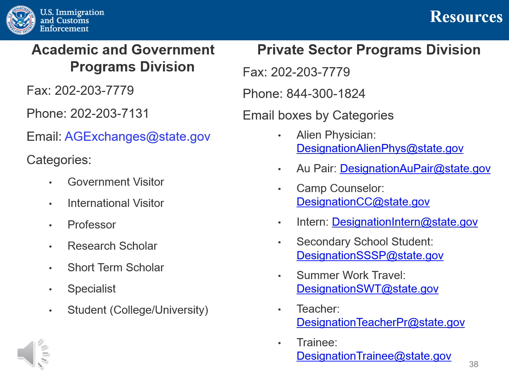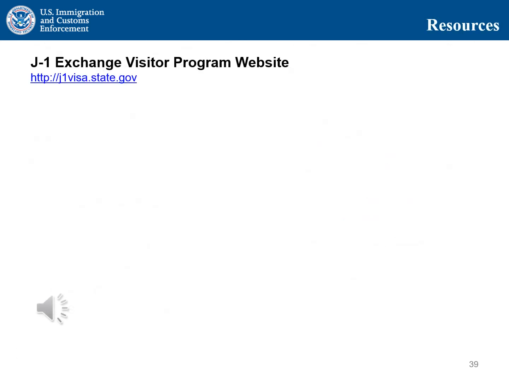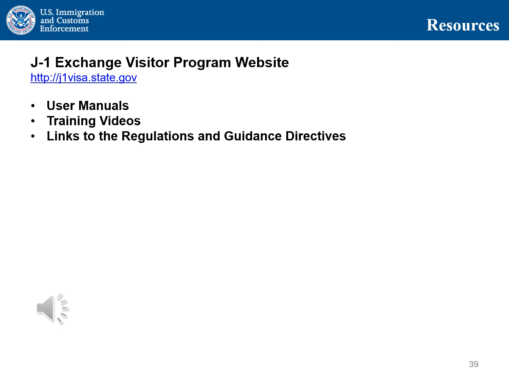A variety of resources are available to help you in the administration of your program. Displayed is the contact information for the Office of Private Sector Exchange Designation for both the private sector and the academic and government programs divisions. For additional resources, visit the Exchange Visitor Program website at j1visa.state.gov. The website includes user manuals, training videos, and links to the regulations and guidance directives.